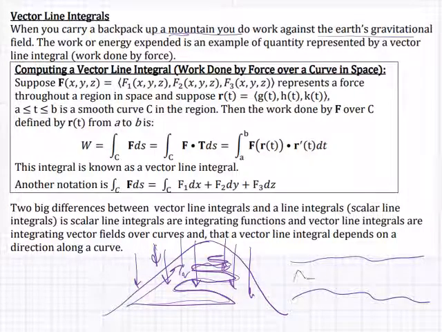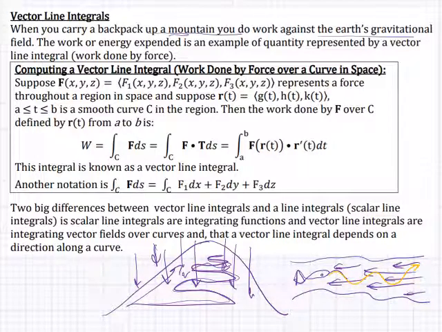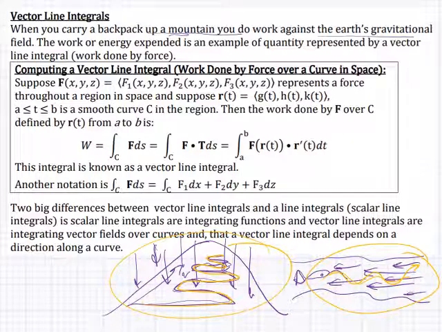Another example is you have a stream, you have a fish swimming in that stream, okay? The current is traveling this way. The current in the stream is the vector field. The path that the fish is traveling on is the curve that is passing through that vector field. So we're integrating this vector field over this curve. And what we're going to compute is the work done by the force of you backpacking up the mountain or the fish traveling through the water.